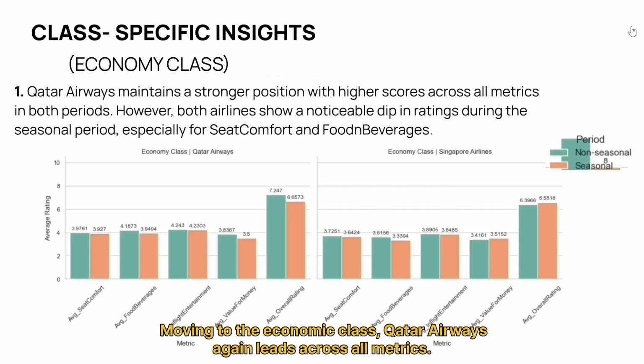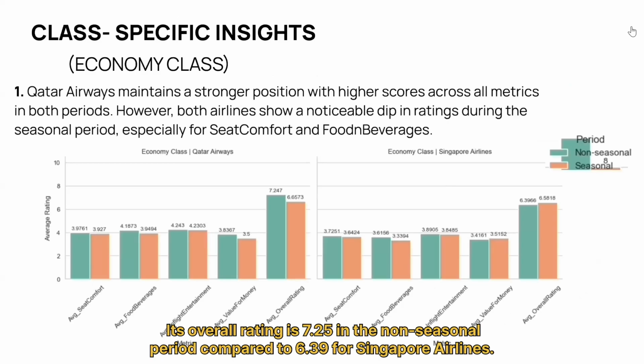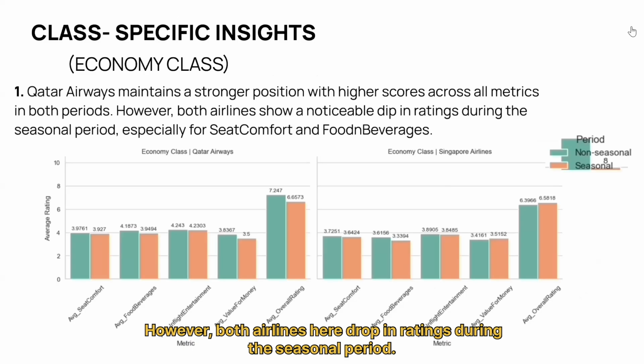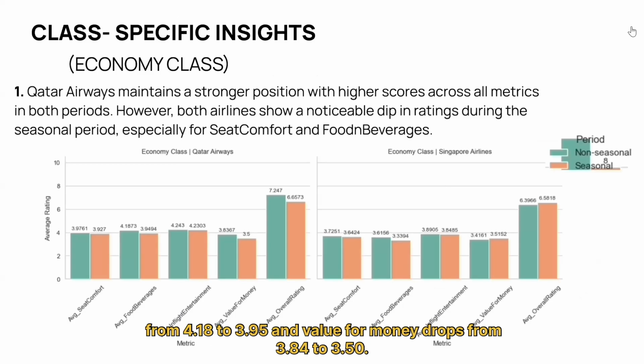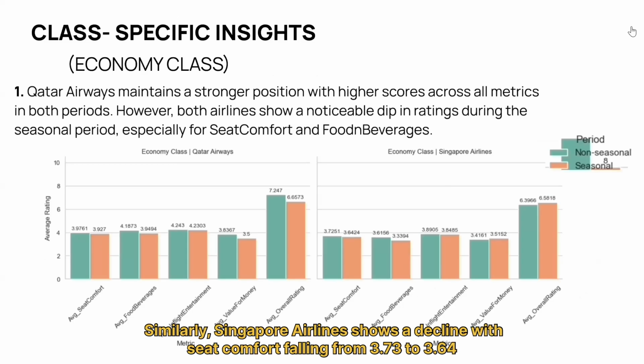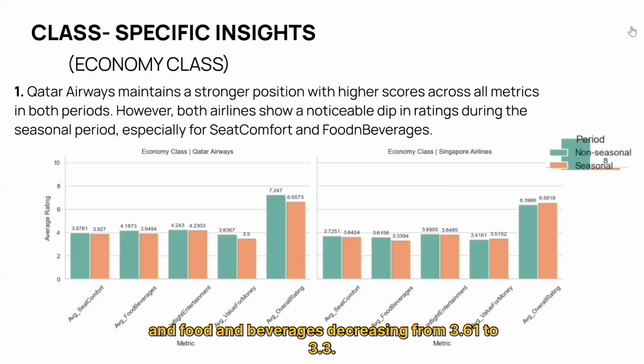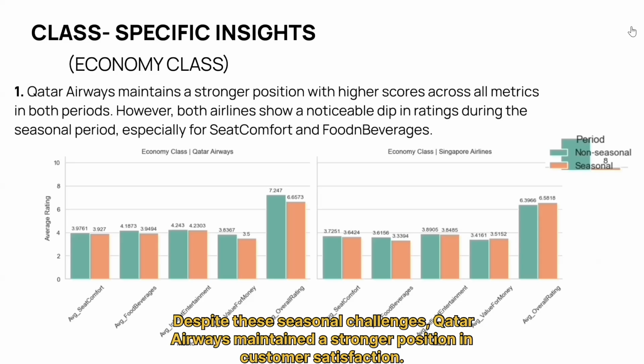Moving to the economy class, Qatar Airways again leads across all metrics. Its overall rating is 7.25 during the non-seasonal period compared to 6.39 for Singapore Airlines. However, both airlines see a drop in rating during the seasonal period. For example, Qatar Airways' seat comfort decreases from 3.98 to 3.93, food and beverages drops from 4.18 to 3.95, and value for money drops from 3.84 to 3.50. Similarly, Singapore Airlines shows a decline, with seat comfort falling from 3.73 to 3.64, and food and beverages decreasing from 3.61 to 3.33. Despite these seasonal challenges, Qatar Airways maintains a stronger position in customer satisfaction.